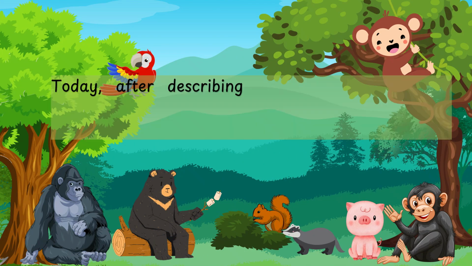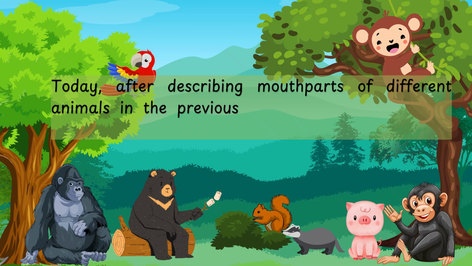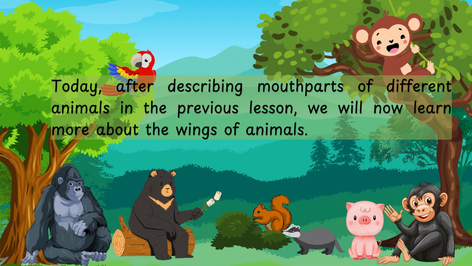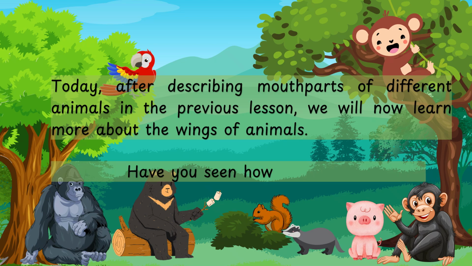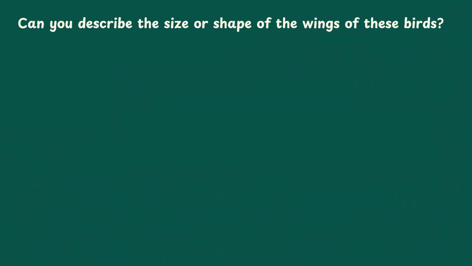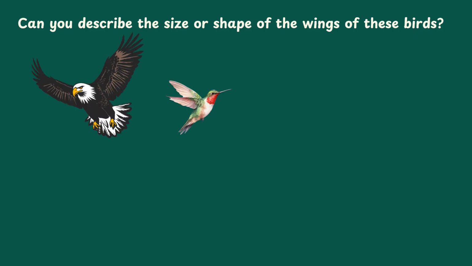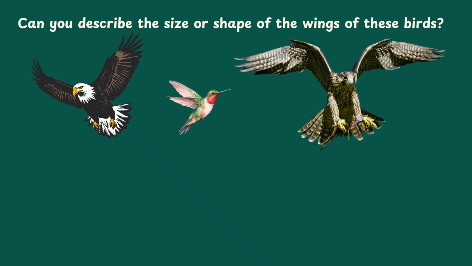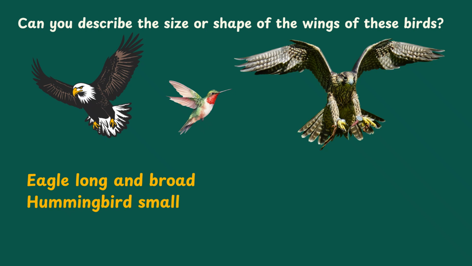Today, after describing mouth parts of different animals in the previous lesson, we will now learn more about the wings of animals. Have you seen how birds fly? Can you describe the size or shape of the wings of these birds? We have here the eagle, the hummingbird, and the falcon. Eagle: long and broad. Hummingbird: small. Falcon: long and pointed.